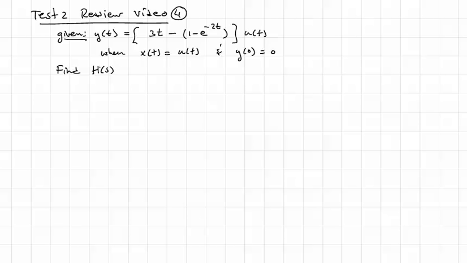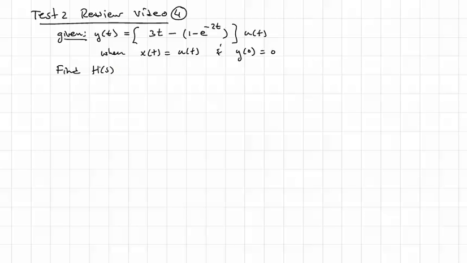This is video 4 in the test 2 review, and here we're looking at a reverse problem, that is where we're given a response y of t along with what the excitation is, in this case a unit step, and additionally what the initial conditions of the system are, and we are asked to find the transfer function.